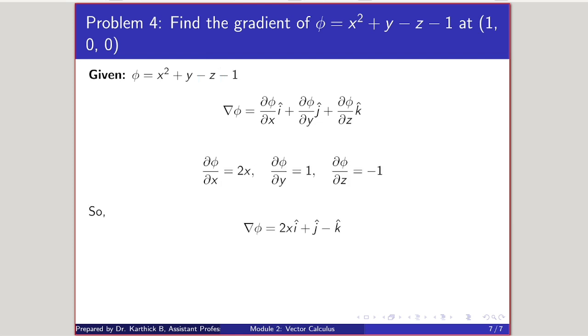On the substitution of these values, I will get this as a gradient. And we have to substitute these values for x, y, z. Here the variable x is alone there. So gradient pi at the point 1, 0, 0 will be 2 into 1. So therefore 2 i vector plus j vector minus k vector. That's all.